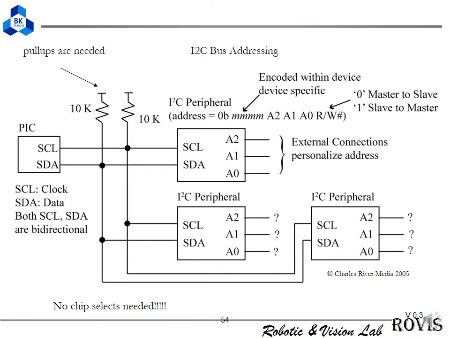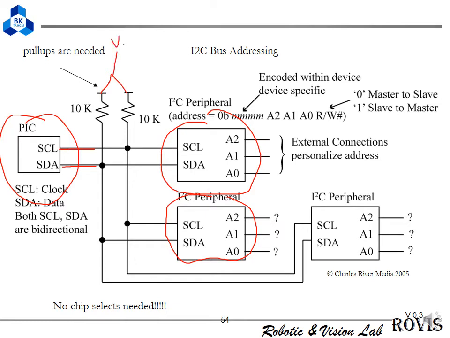For example, on this slide we have the microchip, our PIC, and we connect it to one slave and another slave. We just use two lines like this, and these must be pulled up to VCC here. Each slave here must define its address.